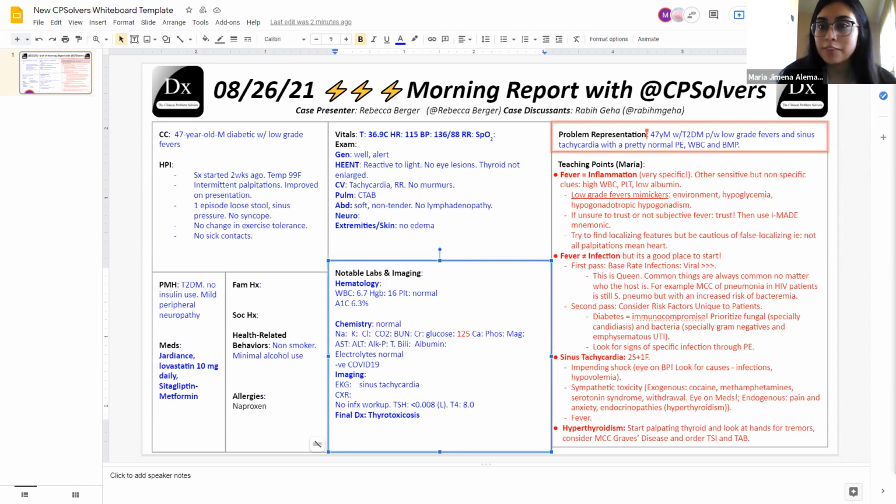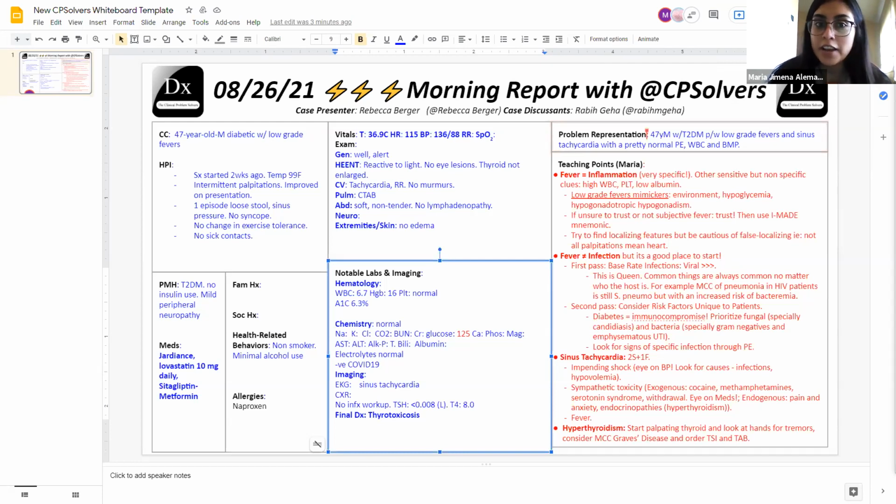When you have fever, that is very specific for inflammation. You can always look for other signs that the patient has inflammation, like high white blood cell count, high platelets, low albumin levels, but those are not very specific. They're mostly sensitive, but fever is a really good indicator for inflammation. And I think you always want to try to look for localizing features, but be cautious because not all palpitations mean heart, not all diarrhea means GI disease. And fever, although it leads to inflammation, doesn't clue us into what can be causing this inflammation. So you can always use the IMate mnemonic to try to start thinking of causes of the inflammation. And it's very important that fever does not mean infection, but it's a good place to start.